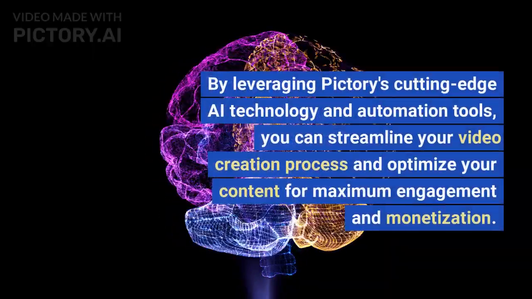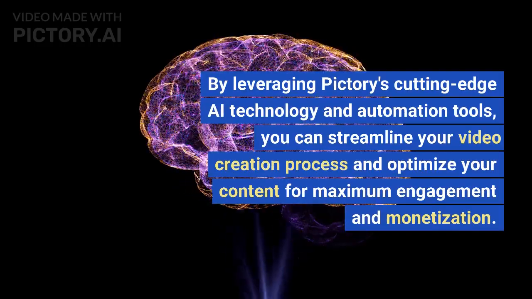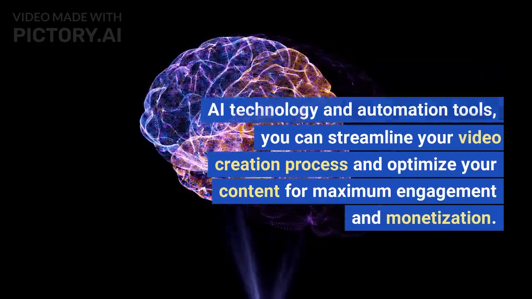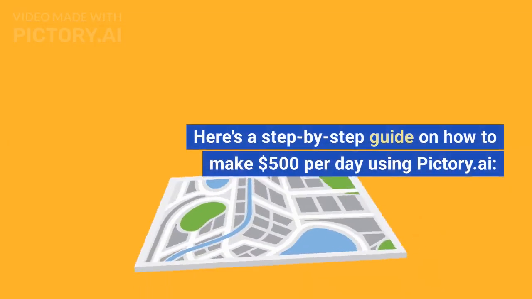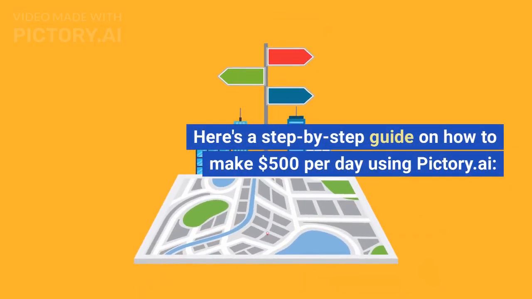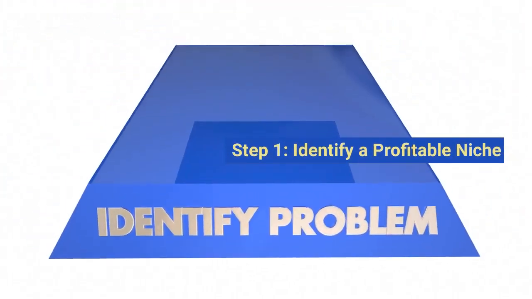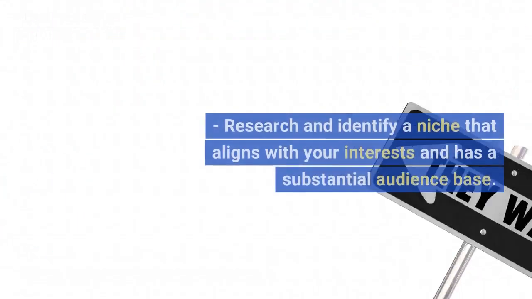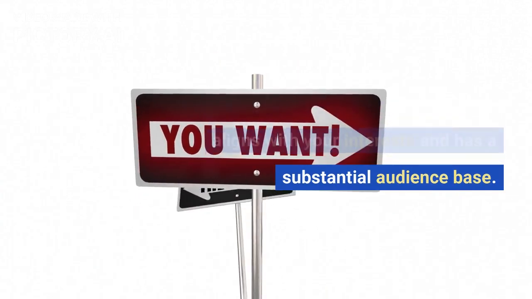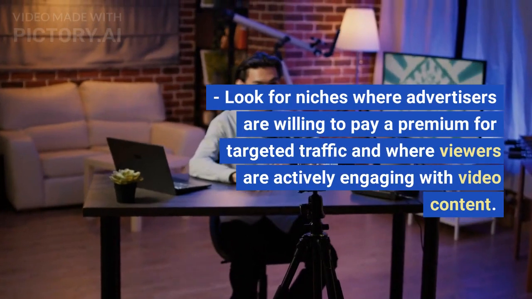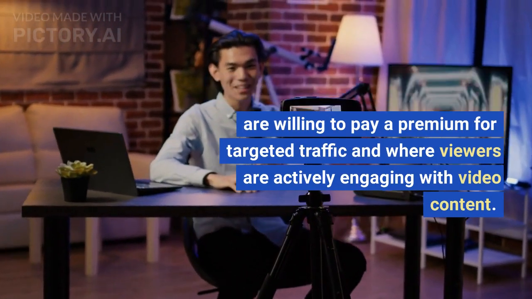By leveraging Pictory's cutting-edge AI technology and automation tools, you can streamline your video creation process and optimize your content for maximum engagement and monetization. Here's a step-by-step guide on how to make $500 per day using Pictory AI. Step 1. Identify a profitable niche. Research and identify a niche that aligns with your interests and has a substantial audience base.